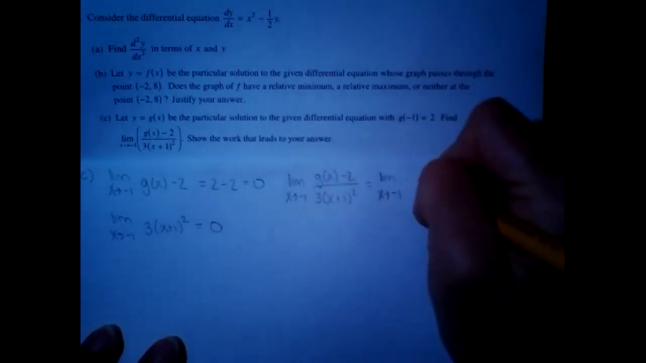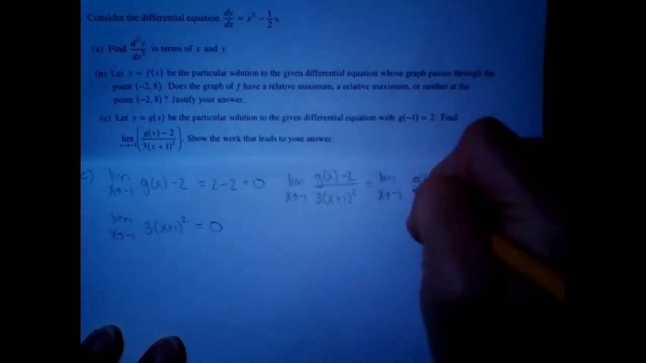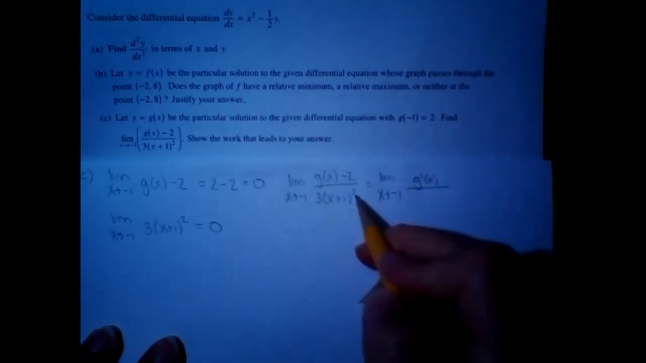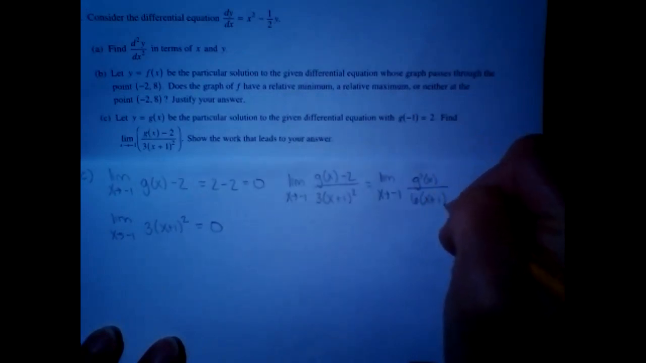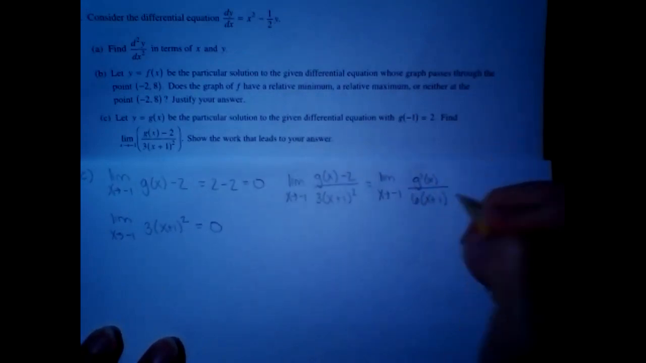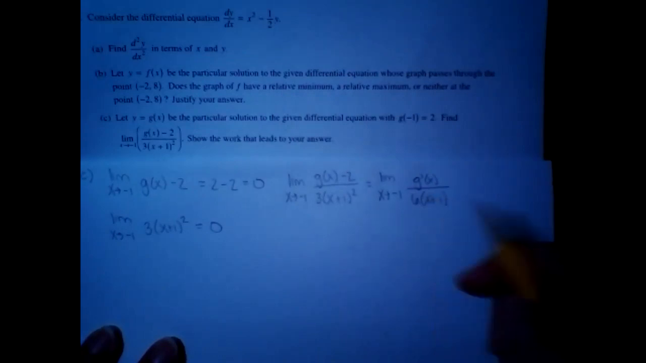So for the numerator, that'll just give us g prime. -2 is a constant, so that's gone. And then down here, we'll bring the 2 down, so it'll be a 6. That'll drop to a 1. You can put the 1 there if you want. And then there would be a chain rule. You would chain on the derivative of x plus 1, but that would just be 1.